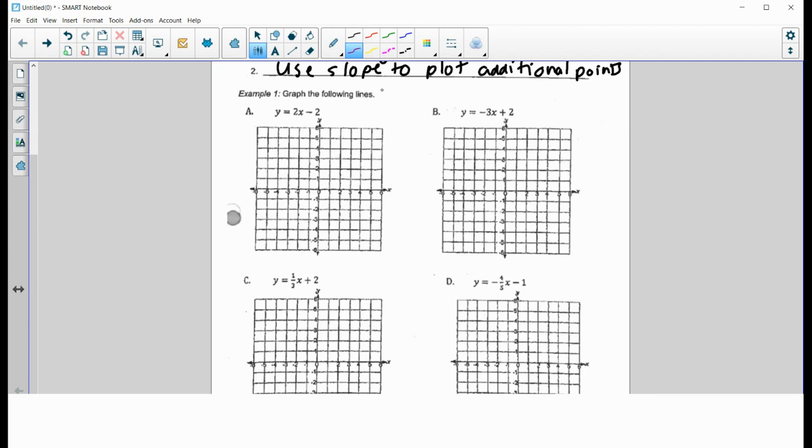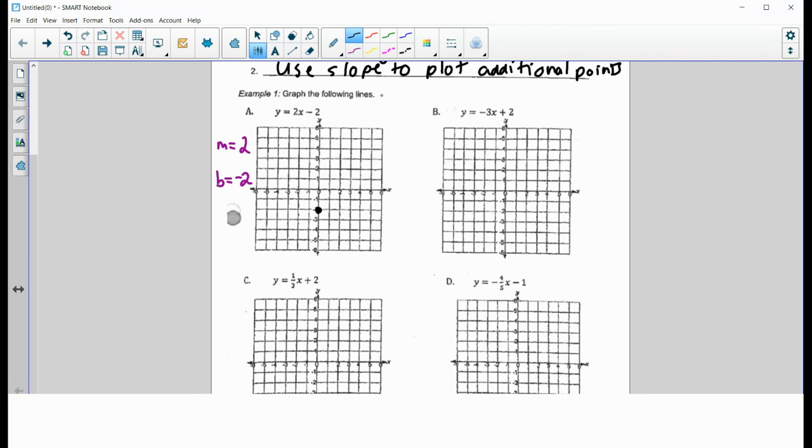So let's graph these lines. It's important to know what is the slope and what is the y-intercept. So for this one, the y-intercept is -2 and the slope is 2. So our steps are to plot the y-intercept first. So I'm going to plot -2 on the y-axis, and then use the slope to plot additional points.